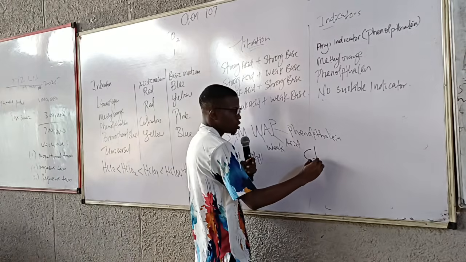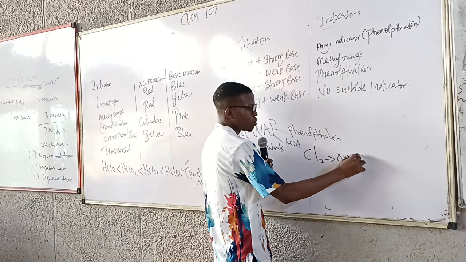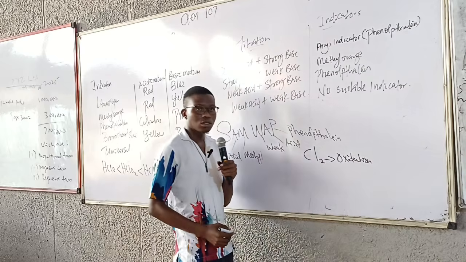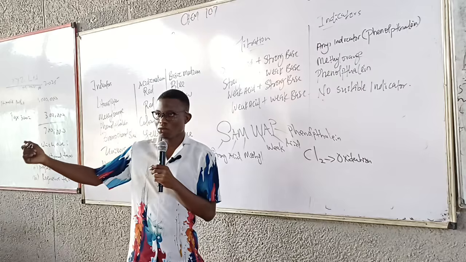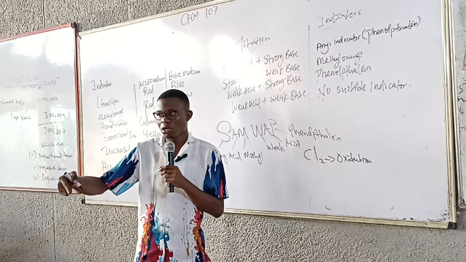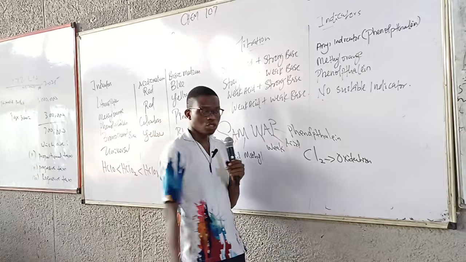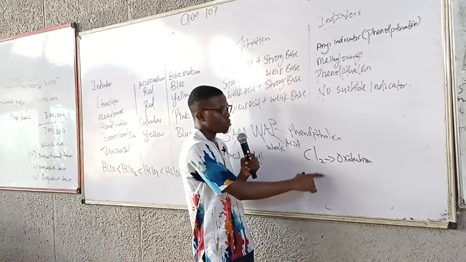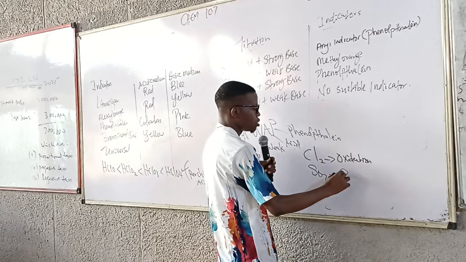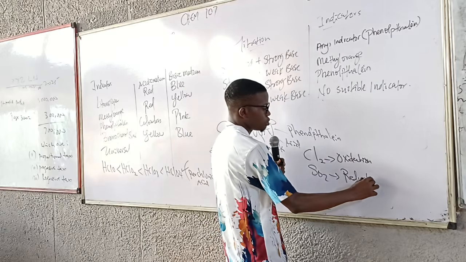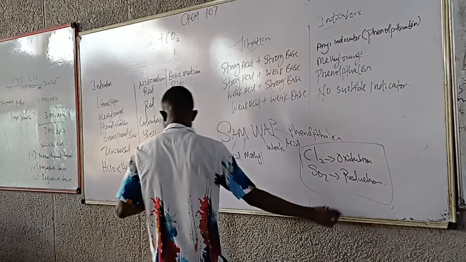Chlorine bleaches by oxidation. Are you following? It needs oxygen. If there is no oxygen, chlorine cannot bleach. That's why you have to add water to it, because it gets the oxygen from the water. So chlorine needs oxygen to bleach. So it bleaches by oxidation. But sulfur dioxide, SO2, bleaches by reduction. So take note of this, please.